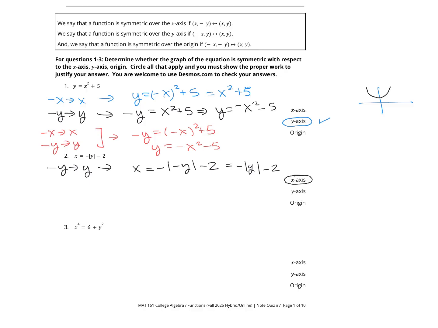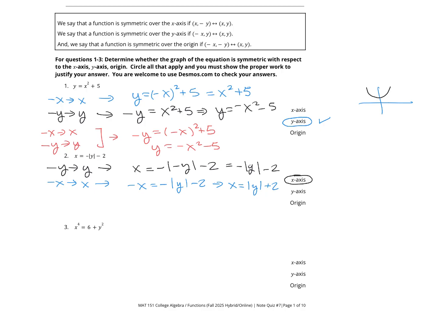Now let's take a look at the symmetry over the y-axis. Negative x going in place of x gives us negative x is equal to the negative absolute value of y minus 2. Multiplying both sides by the negative gives us x is equal to absolute value of y plus 2. That is not the original function, so it is not symmetric over the y-axis.